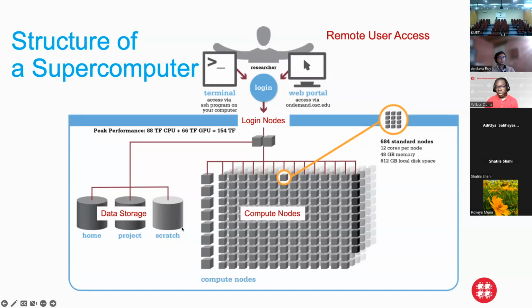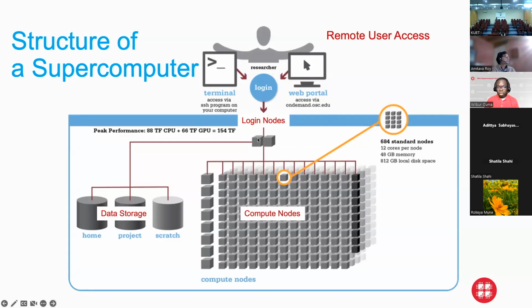And the reason is because Scratch storage is temporary storage. It's not backed up, so it's usually purged after 90 days. So you might want to consider putting your data either in home storage or in project storage. So generally, that's how the structure looks for the three clusters that we have.